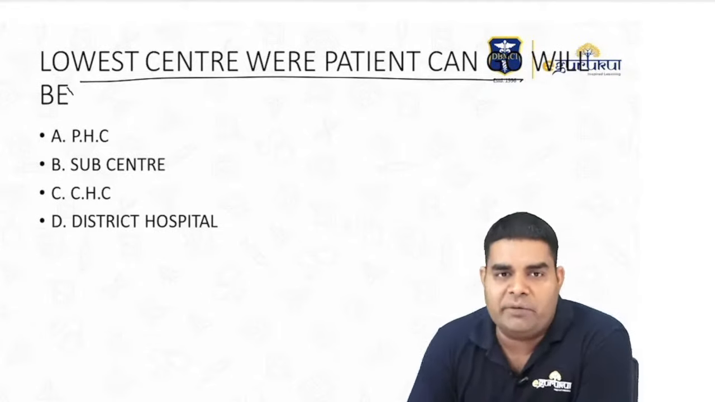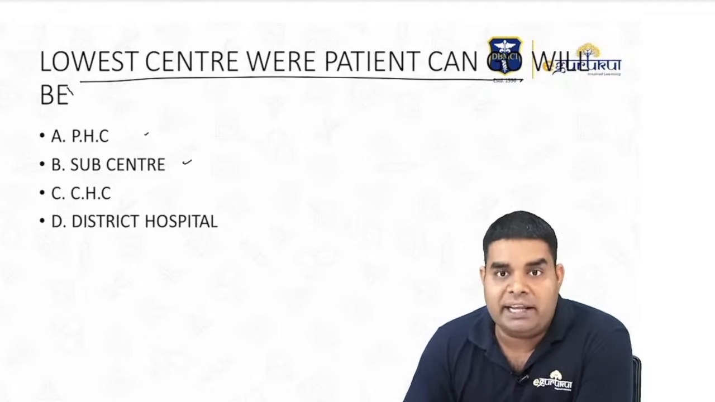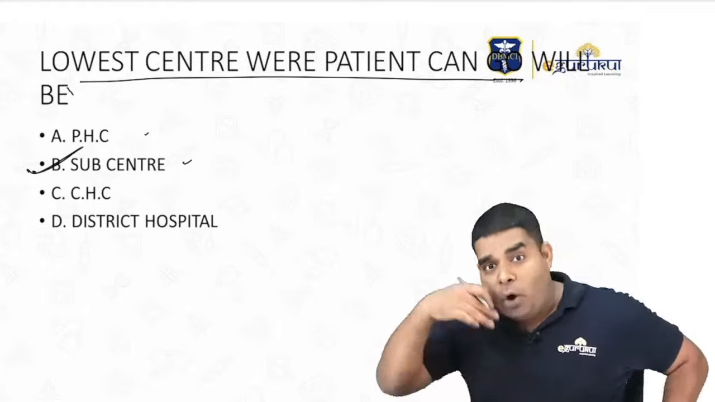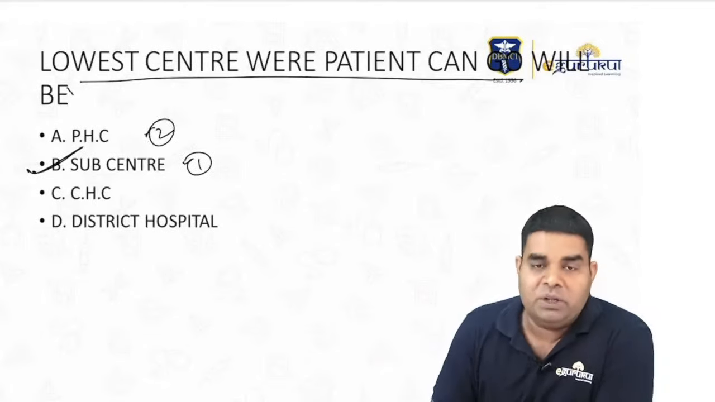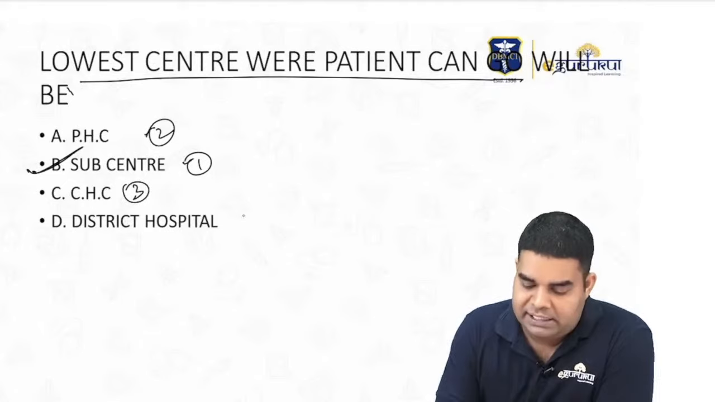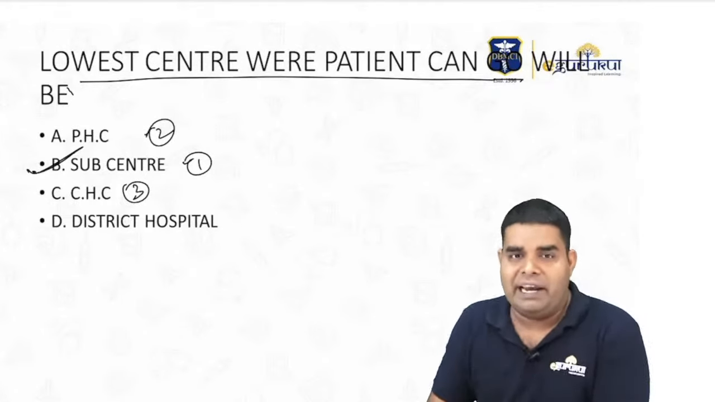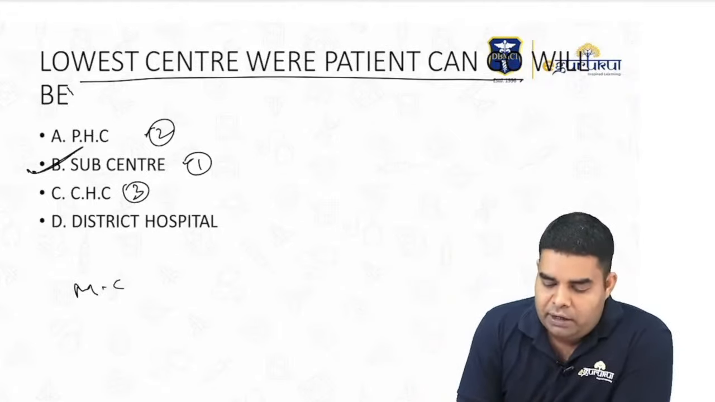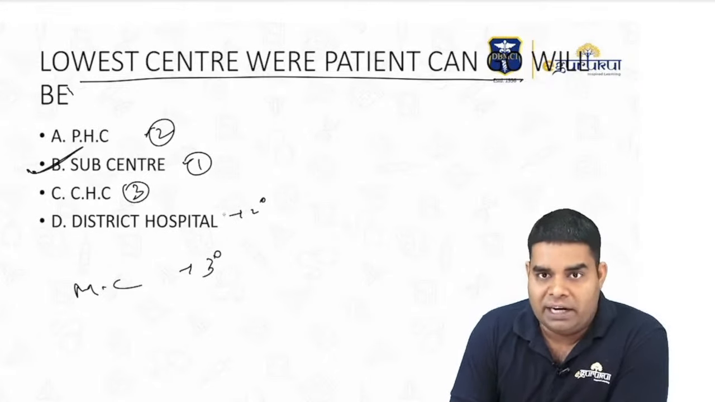What is the lowest center where a patient can go? If subcenter and PHC are both in the options, the correct answer will be subcenter. If subcenter is not given in the options, then the next one of course will be PHC. And we all know that the next is CHC. Then CHC and district hospital are both secondary level. And in the tertiary level, patients go to medical college. That is the tertiary level. And district hospital is also secondary level, just like CHC.